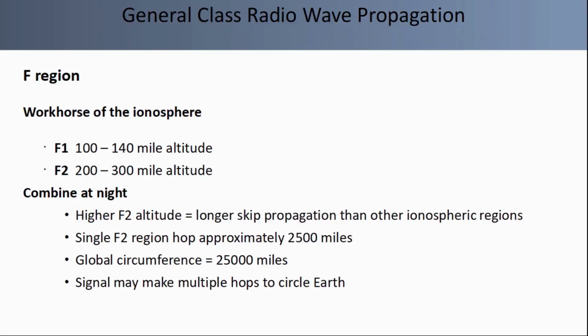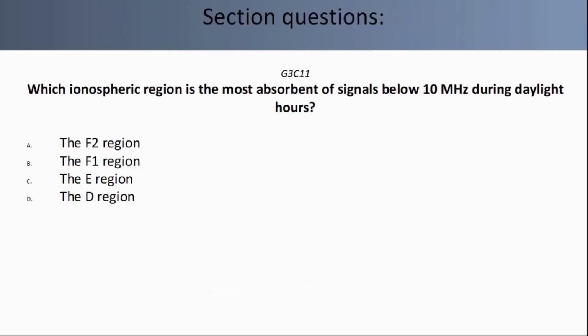The signal may actually make multiple hops, and in that way can circle the Earth. Signal coming down can bounce back off and head back up to the ionosphere for another trip on that roller coaster, up and back down, and make multiple hops.